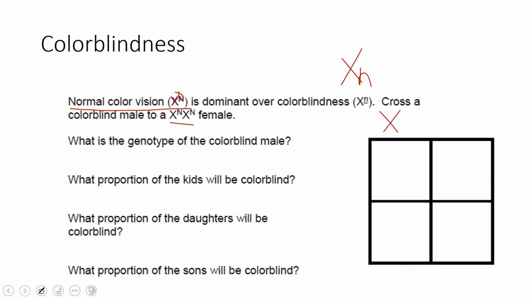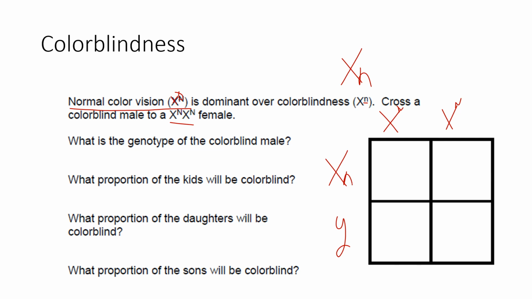Okay, so X big N, X big N. That's the female. They told us that. We're crossing her with a colorblind male. So he's male, he must be XY. He's colorblind, so he's going to get a lowercase n. The Y does not get an N because that gene is not located on the Y chromosome. It's only located on the X chromosome.